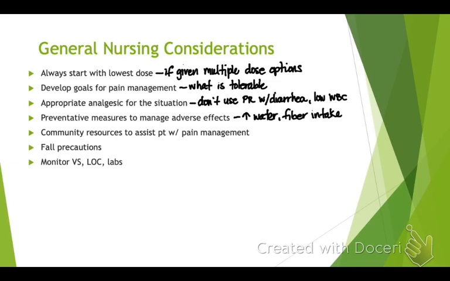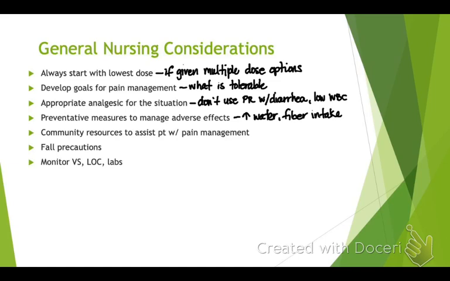You want to always develop some type of goal for pain management with the patient. So what is tolerable for the patient is what you want to be able to gain knowledge of, and then make a plan to be able to reach either below what they're able to tolerate or at that point. Collaborate with other members of the healthcare team in order to select a regimen that is going to be easy for the patient to follow.